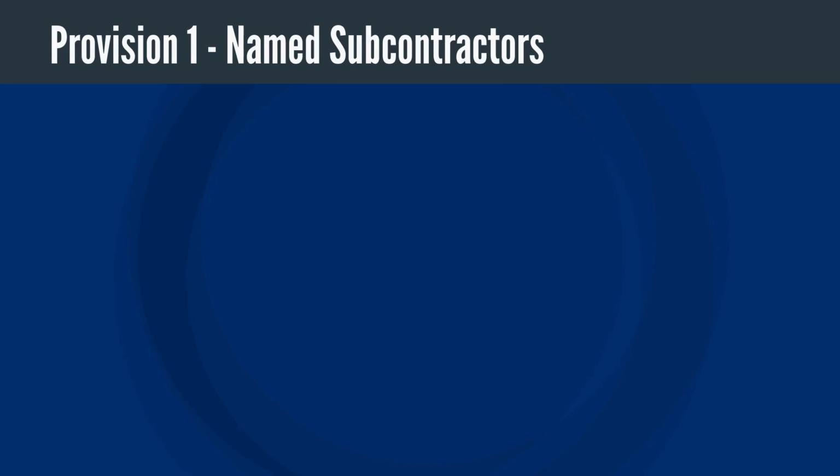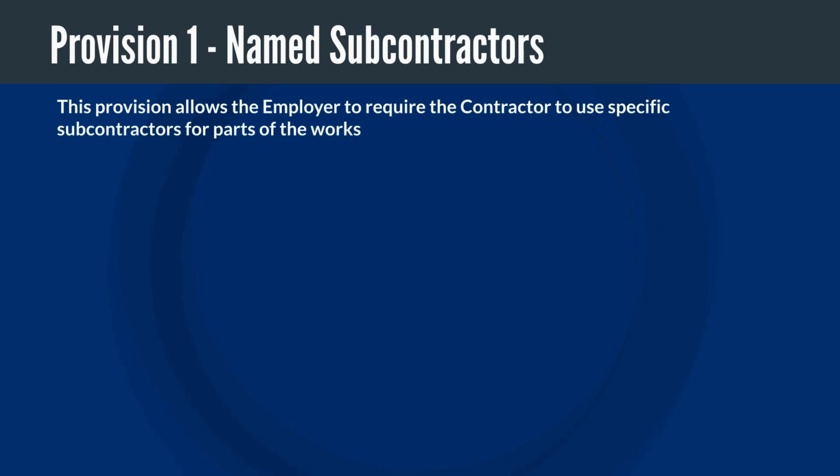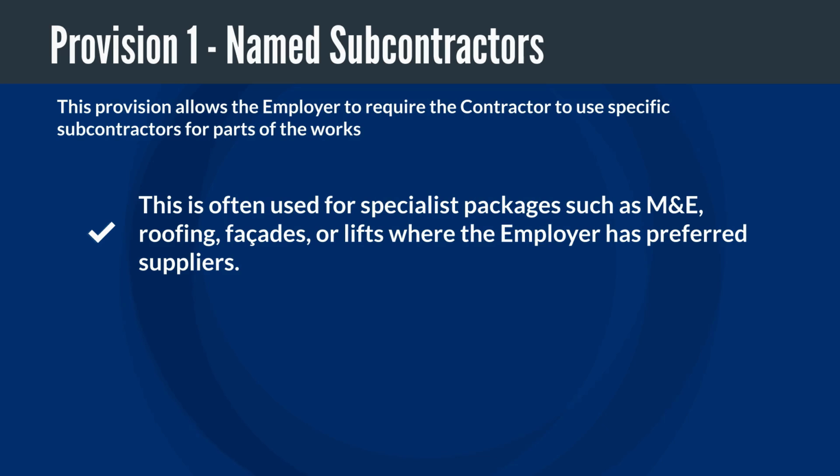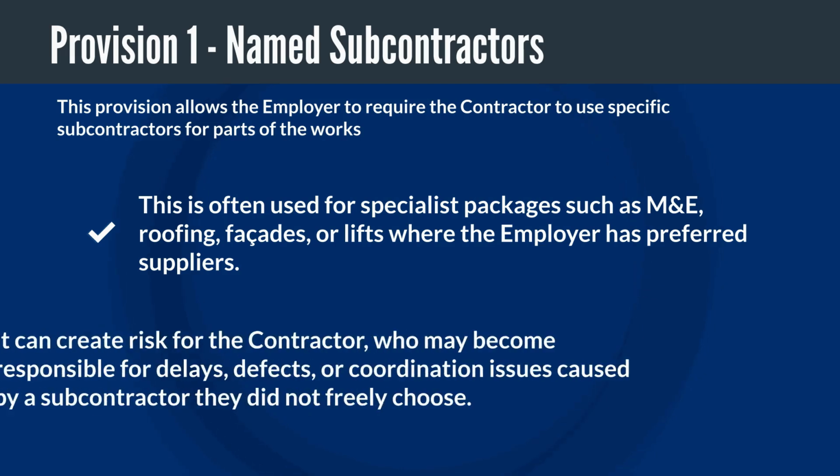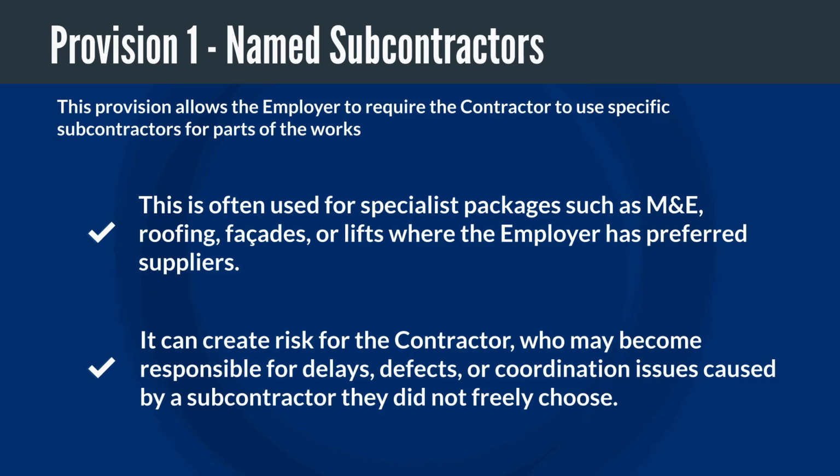Supplemental Provision 1. Named subcontractors. This provision allows the employer to require the contractor to use specific subcontractors for part of the works. This is often used for specialist packages such as M&E, roofing, facades, or lifts, where the employer has a preferred supplier. Whilst this gives the employer greater control, it can create risk for the contractor, who may be responsible for delays, defects, or coordination issues caused by another subcontractor they didn't freely choose.